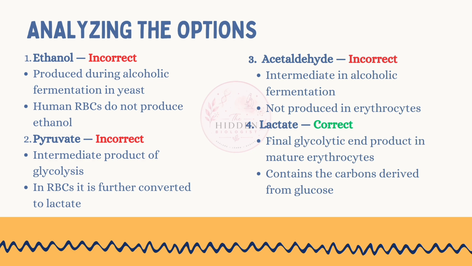The third option was acetaldehyde, which is also an incorrect answer because it is an intermediate in alcoholic fermentation and is not produced in erythrocytes. And the last option was lactate, which is our correct answer because it is the final glycolytic end product in mature erythrocytes, and it also contains the carbons derived from glucose.